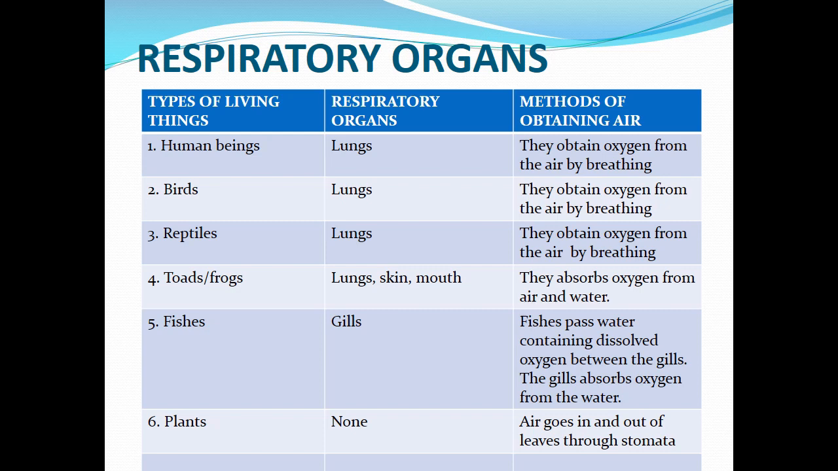Number 6, plants. Plants do not have any specialized organ of respiration. The method of obtaining air: air goes in and out of the leaves through the stomata. So in plants, air goes in and out of the leaf through the stomata.